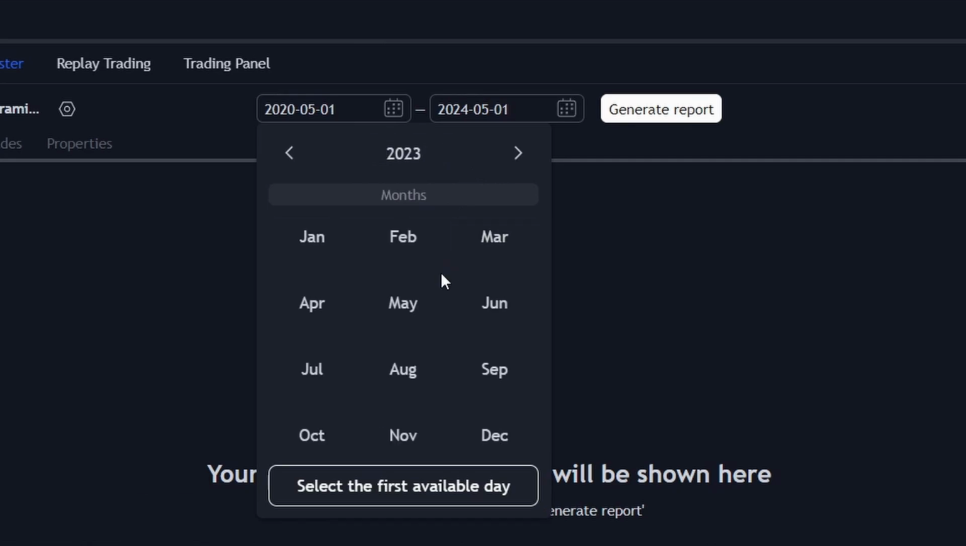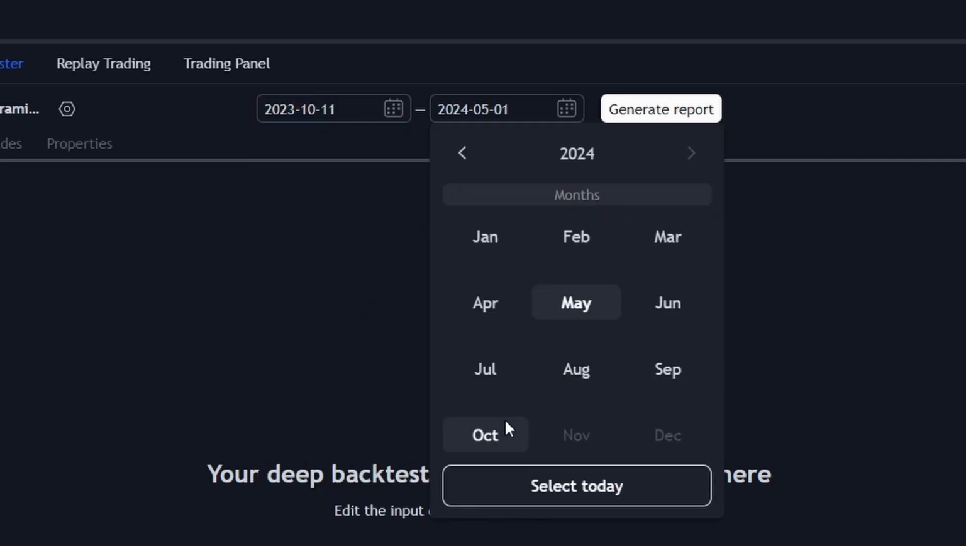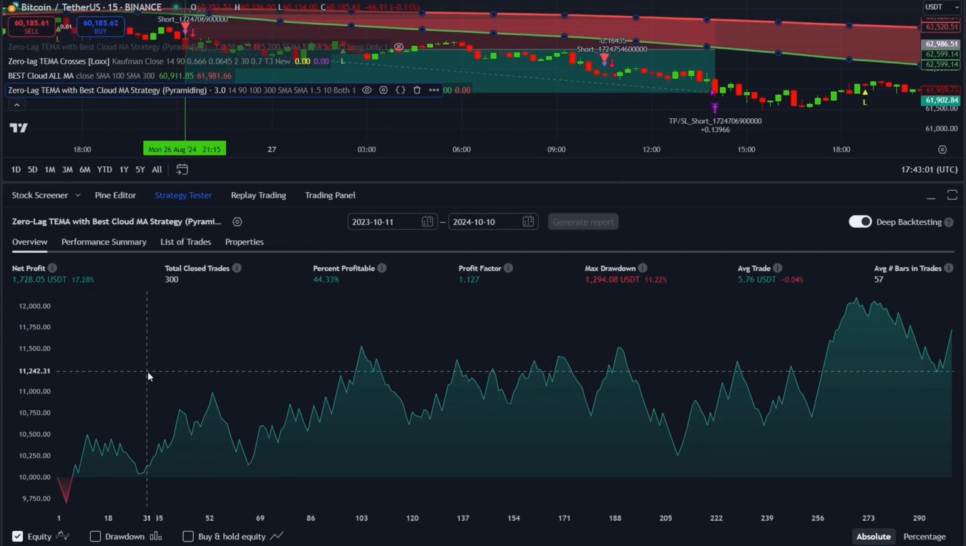In TradeGenius's original backtest, he tested 300 trades, so I will do the same. I've set the backtest start date to October 11th, 2023, and the end date to October 10th, 2024. And here are the results. In this time interval, we get exactly 300 trades, and while this is profitable, it is nowhere near close to what we saw in TradeGenius's backtest results. He got more than 450% net profit, while I got only 17%.